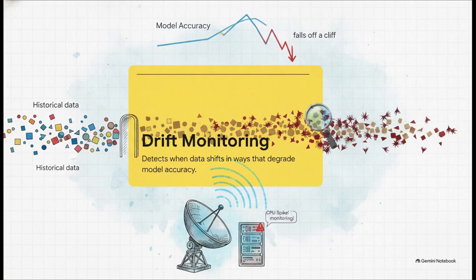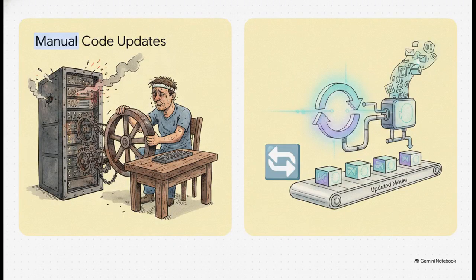Over time, the real-world data feeding into your model is going to shift. User behavior changes, network traffic patterns evolve, maybe a completely new cybersecurity threat emerges. When the live data stops looking like the historical data the model was originally trained on, the model starts making bad predictions. So drift monitoring acts as your early warning radar. It detects these shifts in data distributions so you can step in and intervene before your model's accuracy completely falls off a cliff.